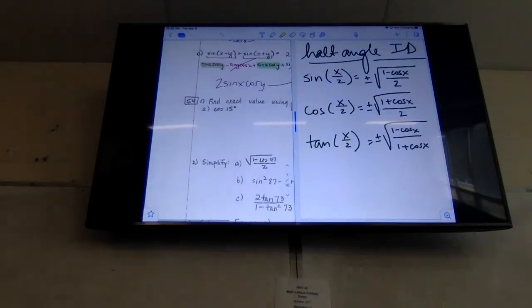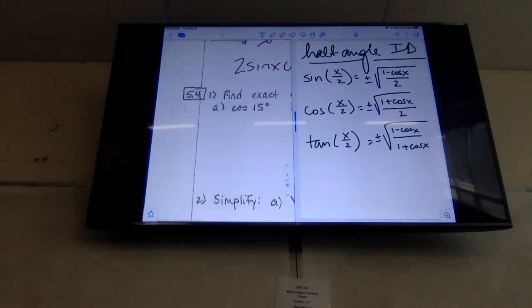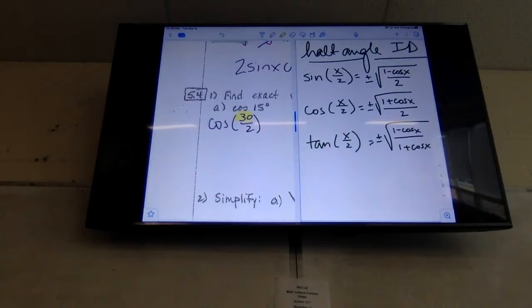So I'm looking at cosine of 15. We did this using our sum and difference, but now I want to use our half angles. Because what divided by 2 gives you 15? 30. And 30 is on your unit circle, right? So that's why we are going to use our half angles here. So I'm thinking this is cosine of 30 divided by 2. So 30 is my x that I'm going to use. That's this x right here.